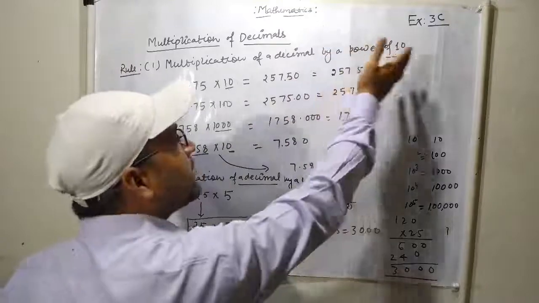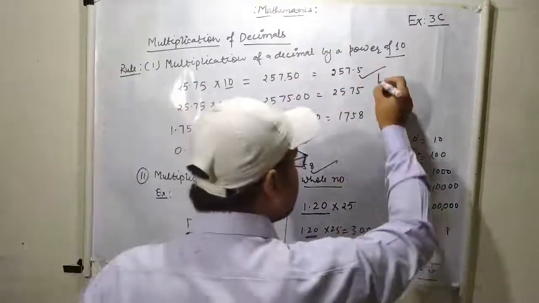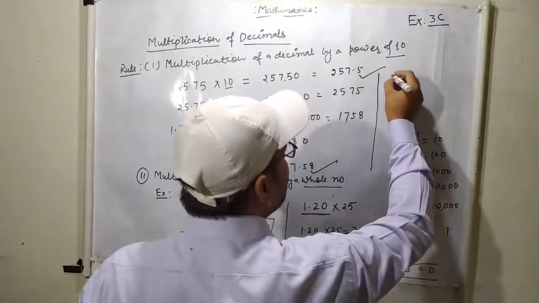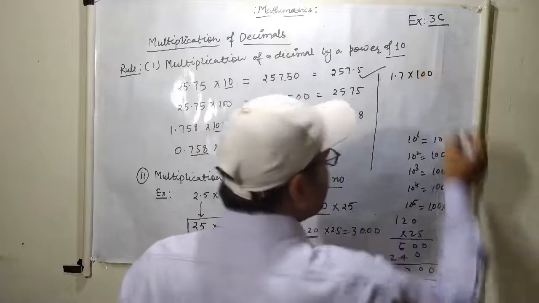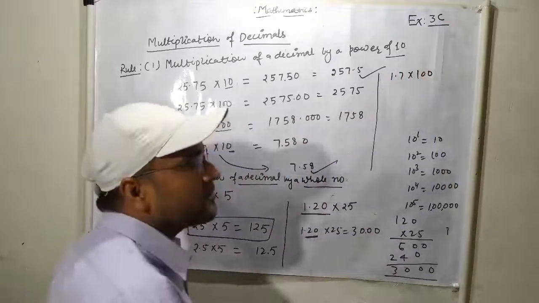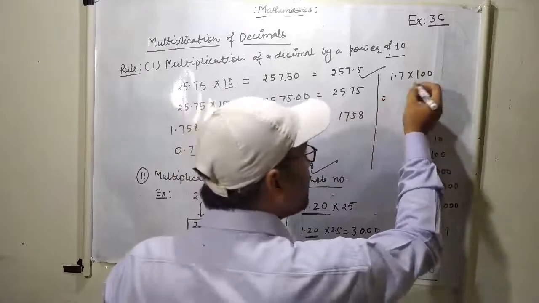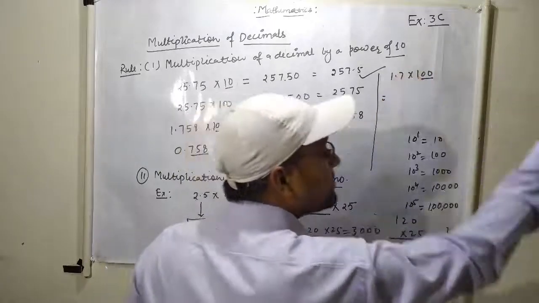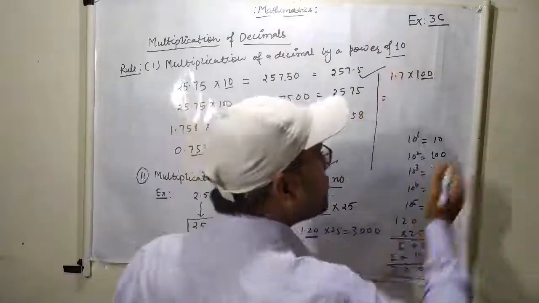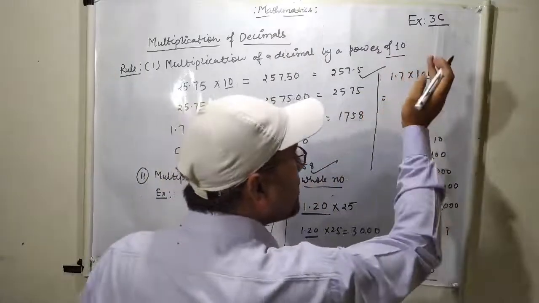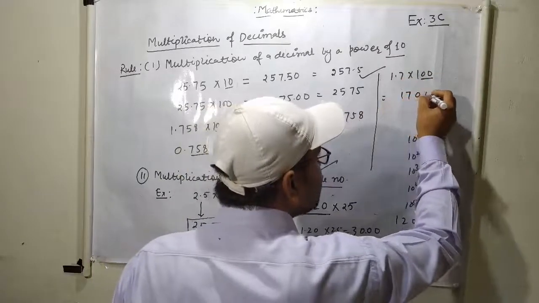And one more thing I want to tell in this one: multiplication of a decimal by a power of 10. Students, suppose you are multiplying 1.7 by 100. Very easy, students. Here is 100, so your decimal point shifts 2 places to the right side. According to the rule, your decimal point shifts 2 places to the right. But here is only 1 digit after the point. So very easy, you write this as it is.